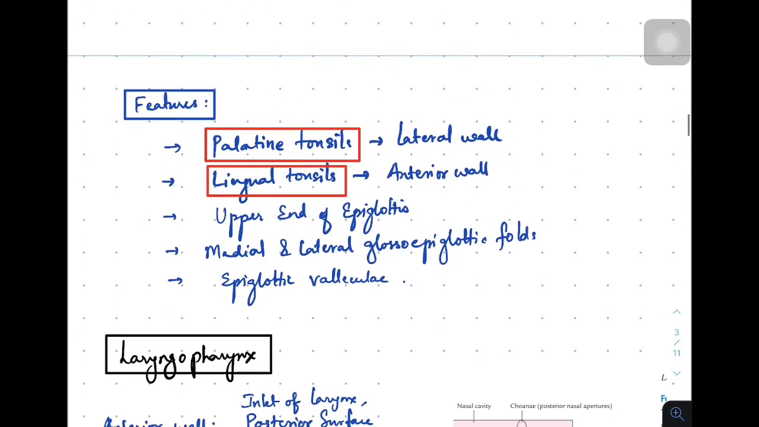Now, these are the features of the oropharynx. We have the palatine tonsil on the lateral wall of the oropharynx. Then we have the lingual tonsil on the anterior wall of the oropharynx. Then we have the upper end of the epiglottis, the upper free end. Then we have the medial and lateral glossoepiglottic folds in the oropharynx. Then we have the epiglottic valleculae.